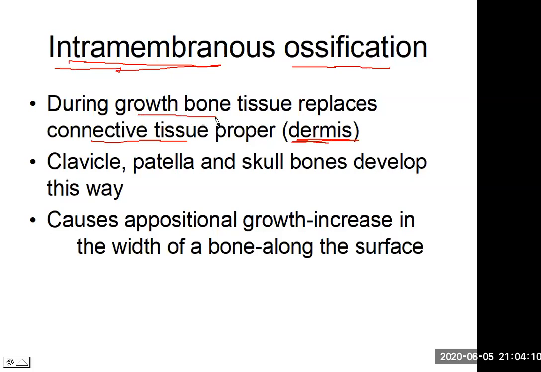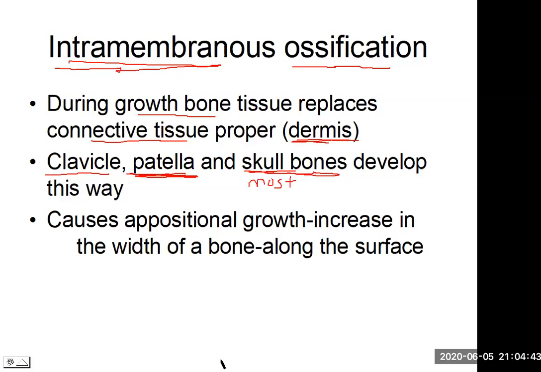This mechanism of ossification forms the clavicle, any of our sesamoid bones, the patella being one of them, and the majority of the skull. So most of the skull forms this way, meaning the larger percentage of our skeleton is forming by the cartilage mechanism of bone growth.